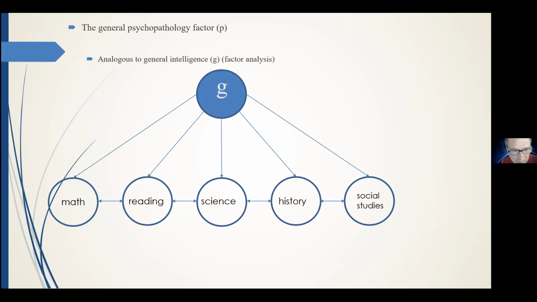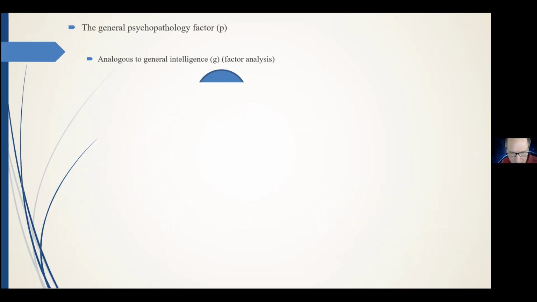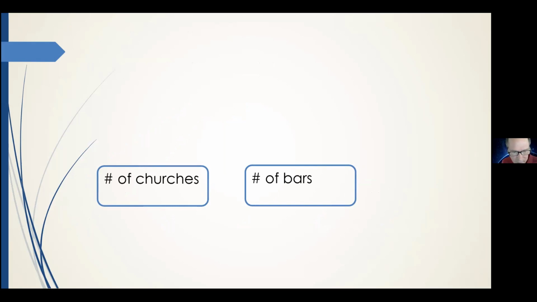The idea is that G is what causes someone to be able to do well in all these things. So in this model you have G, the non-specific factor, and then you have math-specific factors, reading-specific factors, science-specific factors. I want to talk about this in a more common sense way that people might understand.